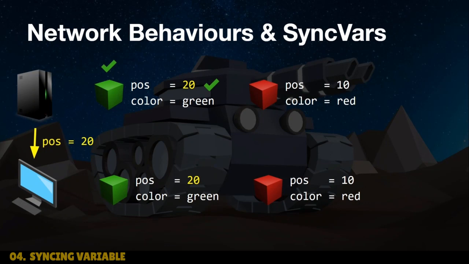So the theory for this video is very simple. It's basically this. As we say, we have components that are networked, and on those components, we have variables that are networked, that are synced. And when they update on the server, they then update on the client. So let's head back into Unity and get started.